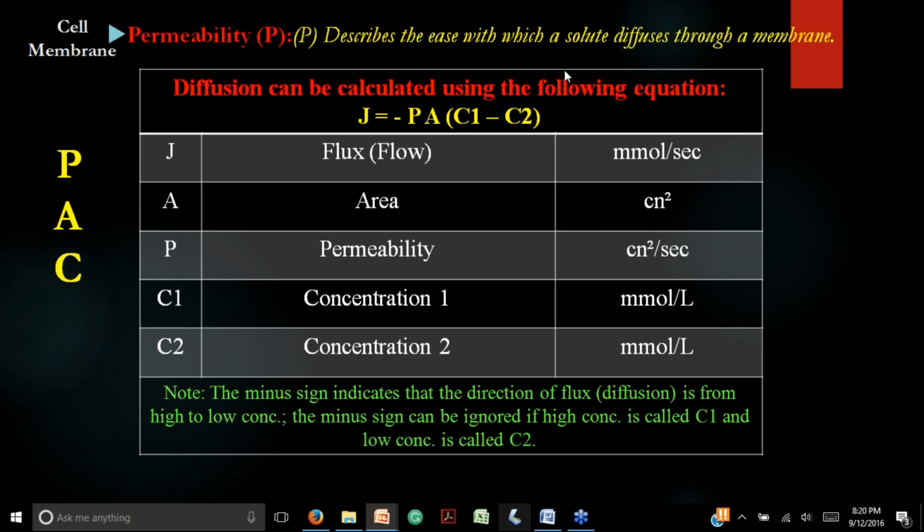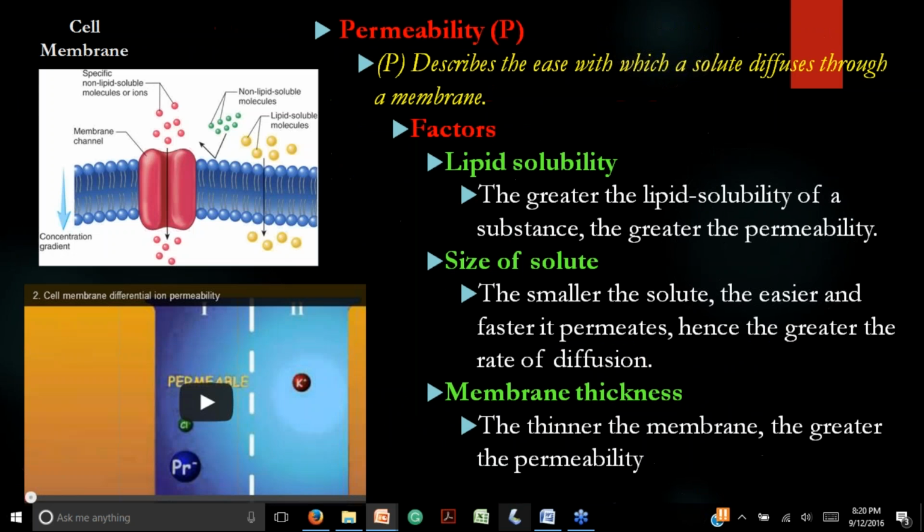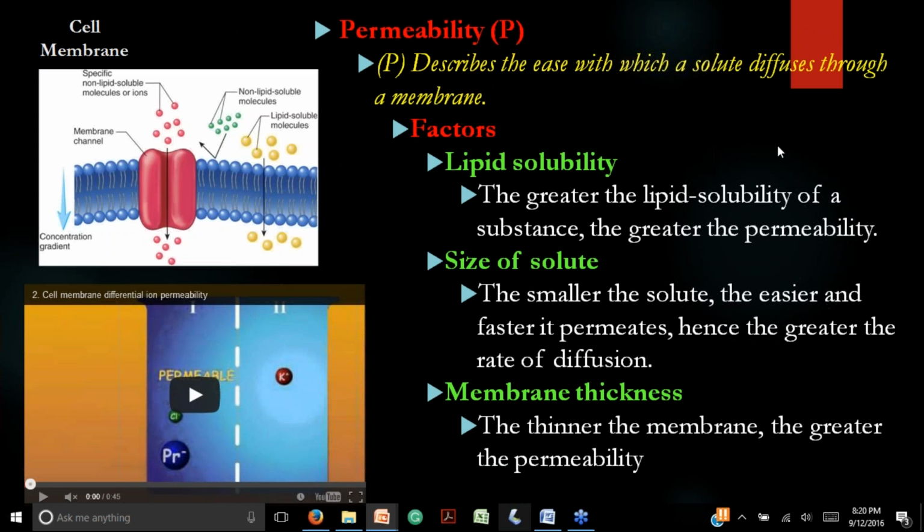We just need to remember that we have these three components: the permeability, the differential concentration, and the area of absorption. Here we have permeability, which, as we already mentioned, is described as the ease with which the solute diffuses through a membrane. We have factors, for example, the lipid solubility, size of the solute, and membrane thickness. So pay attention to these factors because they could be questions for the post-discussion.